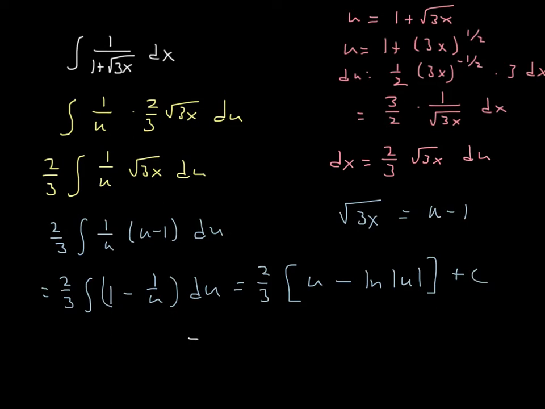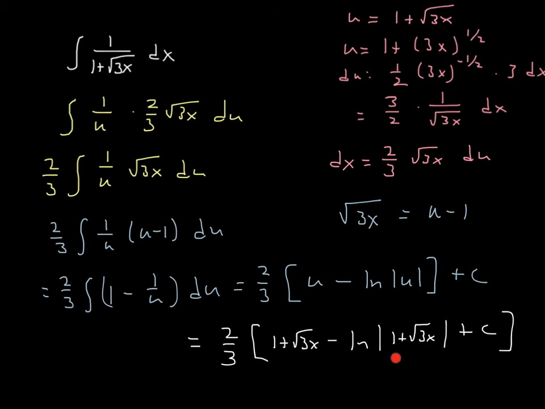Or we get our final answer here: 2/3 times u, which is going to be 1 plus the square root of 3x minus the natural log of the absolute value of 1 plus the square root of 3x, plus c. Now in this case, the absolute value symbols are redundant in this particular portion, because the square root of 3x by definition is always a positive value. So I'm taking 1 plus a positive number. This thing will always be positive.